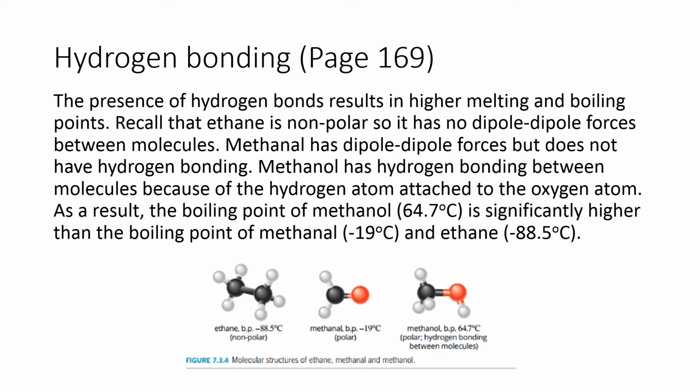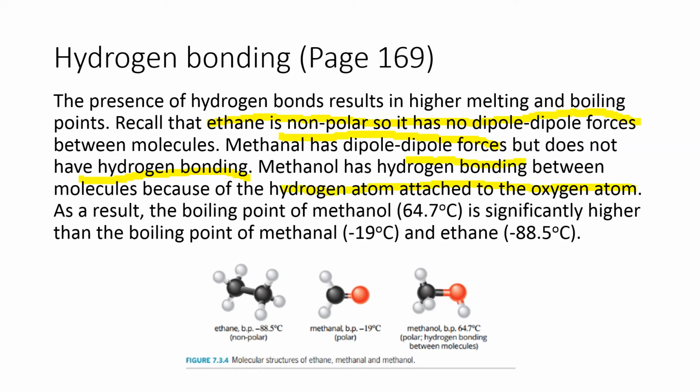Alright, so coming back to this hydrogen bond, how does it play a role? You can roughly guess that if you compare a molecule that can form hydrogen bonds to a molecule that can only form dipole-dipole forces, most likely the molecule that can form hydrogen bonds will have a greater melting and boiling point. That is something that you have to be very clear on. Since the presence of hydrogen bonds results in a higher melting and boiling point, recall that ethane is non-polar, so it has no dipole-dipole forces between molecules. Methanol has dipole-dipole forces and also has hydrogen bonding between molecules because of the hydrogen atom attached to oxygen.